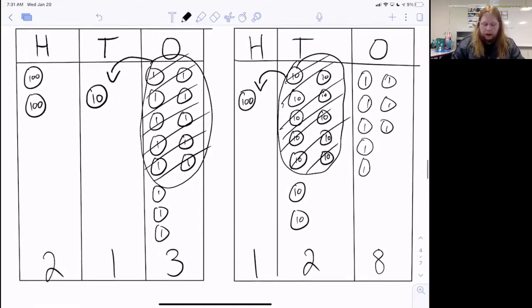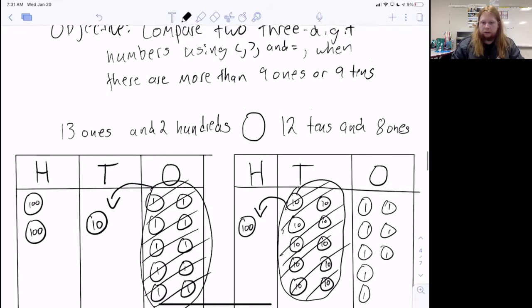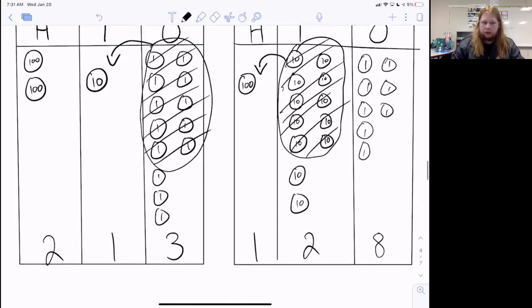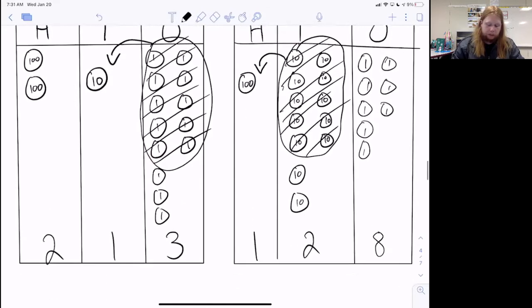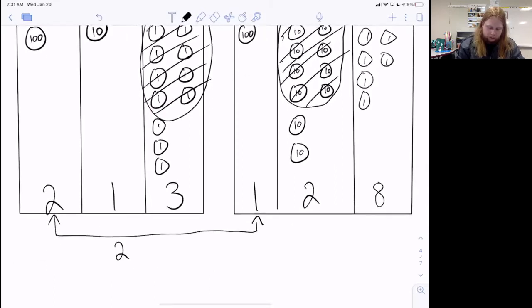So now how we're going to compare these to see which one is greater than, less than, or equal to, because that is what we're trying to figure out here. We're going to compare with each value starting with the biggest place. So we're going to start with our hundreds. So we have a 2 here, and we have a 1 here. Well, 2 is greater than 1.